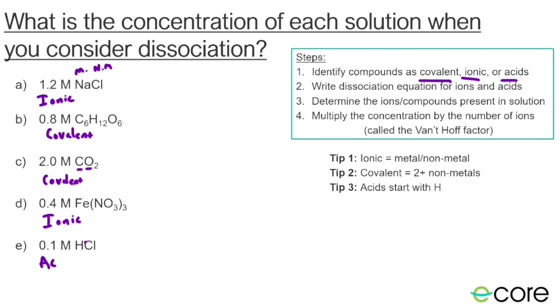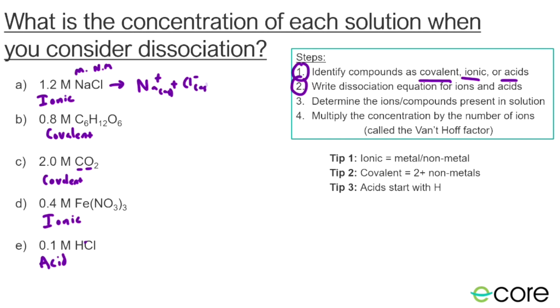Okay, now for those that do dissociate, we're going to write what's called the dissociation equation. So we've done step 1 and we've identified them. Step 2, we need to write our dissociation equation. All we're doing here is we're writing the different ions that come apart when they go into solution. And so here we have sodium chloride, and it's going to split apart into sodium, which is Na+, and chlorine, which is Cl-. So that's the dissociation equation. Pretty straightforward for sodium chloride.